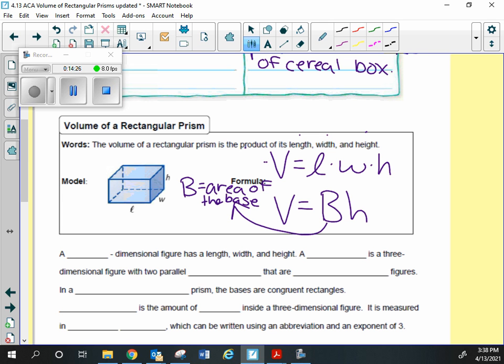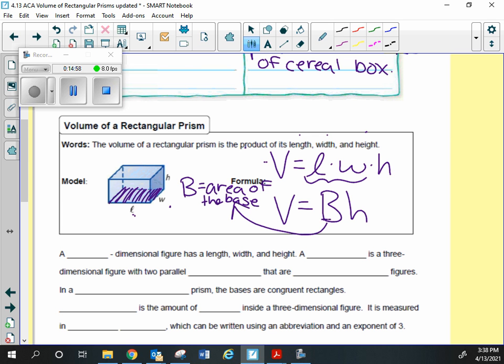And I'll show you all connected, don't worry. Okay? So let's say this is my shape. The area of the base usually is talking about the bottom. So that's going to be this shape right here. What shape is that base? A rectangle. And how do I find the area of that base? I would do length times width, wouldn't I? So when I have the area of the base, that's the same thing as length times width.